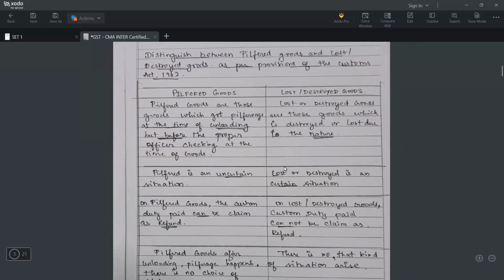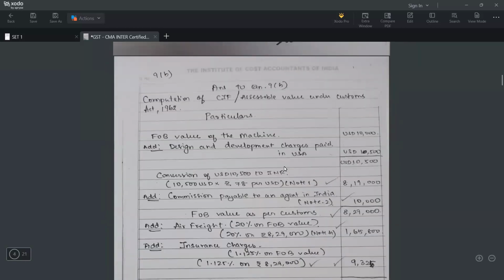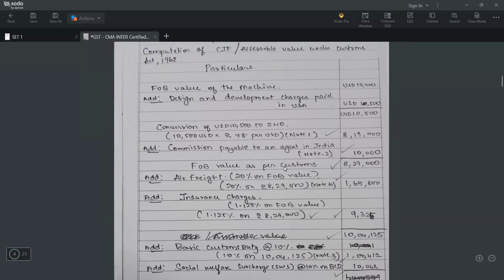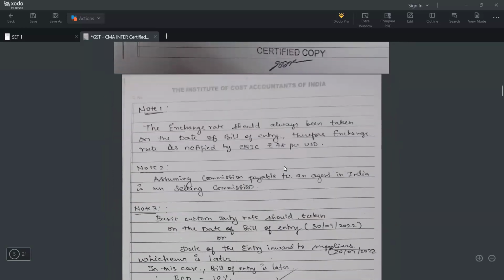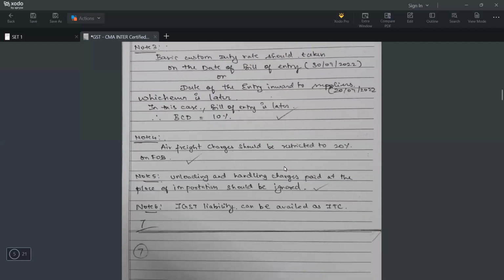Next, this is regarding customs, what you have studied, the Customs Act and the sum-based question. You need to have proper notes. The exchange rate should always be taken from the bill of entry, that is the exchange rate notified by CBIC, rupees 78 per USD. Assumption: commission payable to agent in India is a selling commission. Whatever is there, you should write it in the given notes.